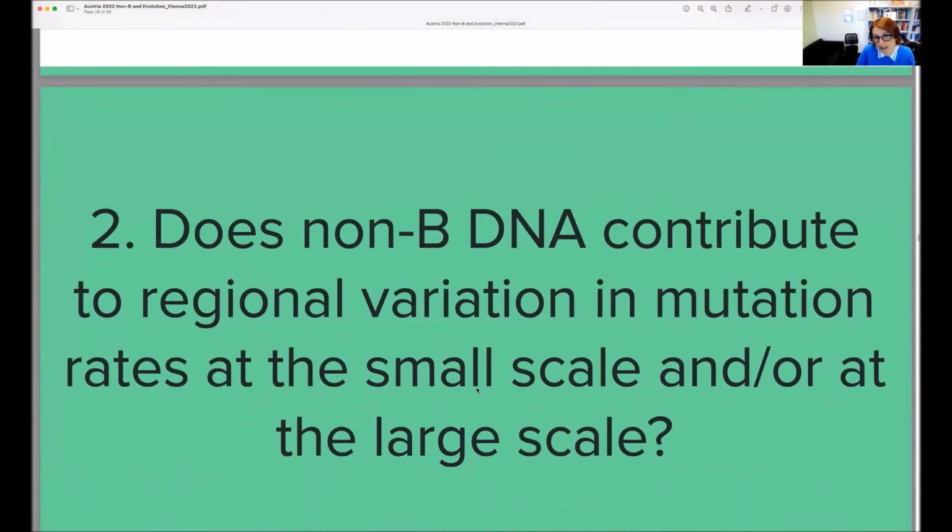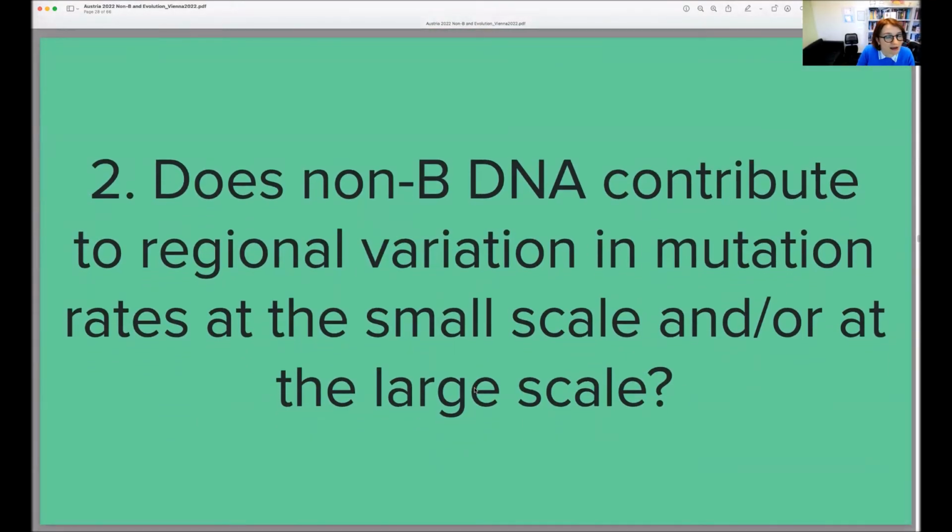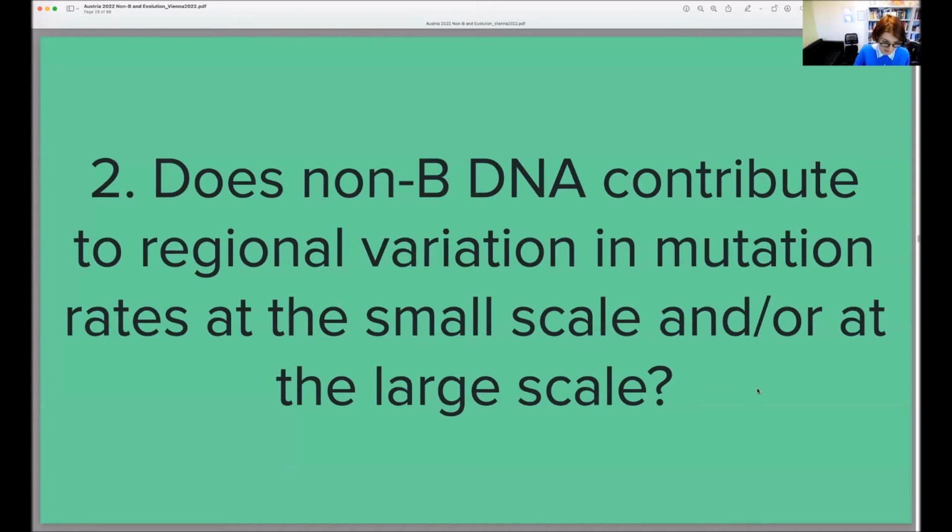So, of course, this is great. This is exciting, interesting, but this all is happening within a sequencing instrument. So it has important consequences if we want to sequence non-B DNA accurately, but we were thinking whether the same might be happening in living cells. And the question that we wanted to ask is, does non-B DNA contribute to regional variation in mutation rates at the small scale and/or at the large scale?